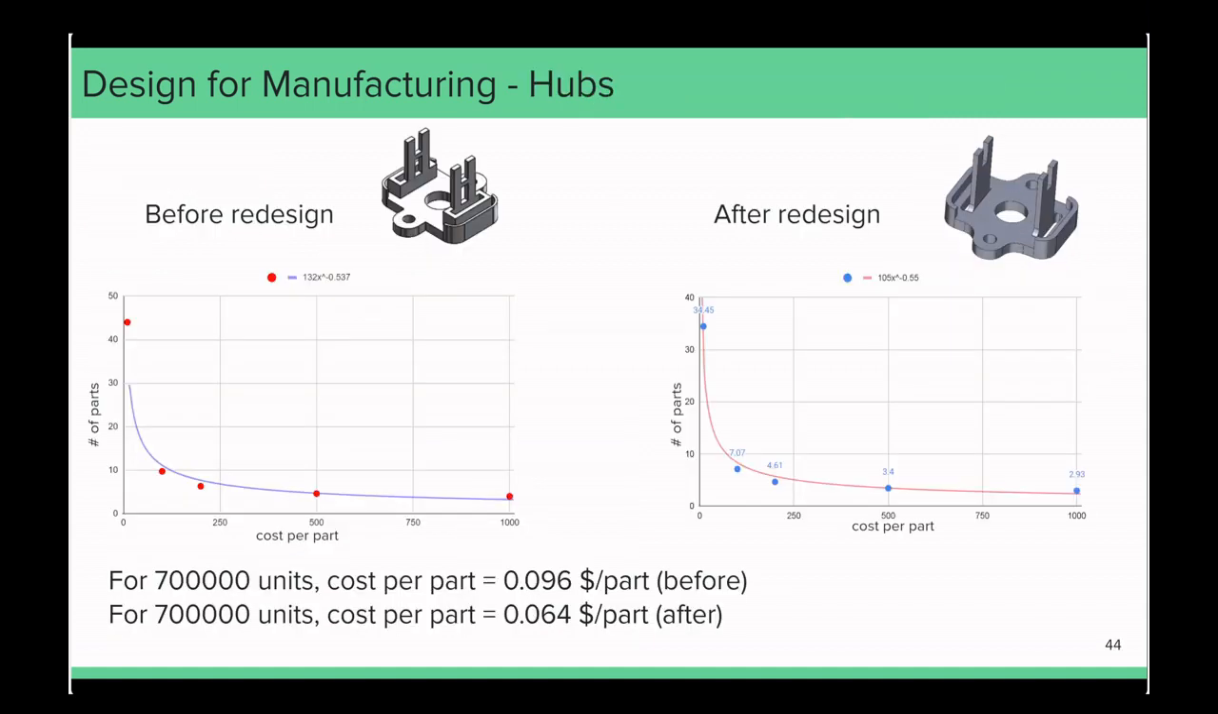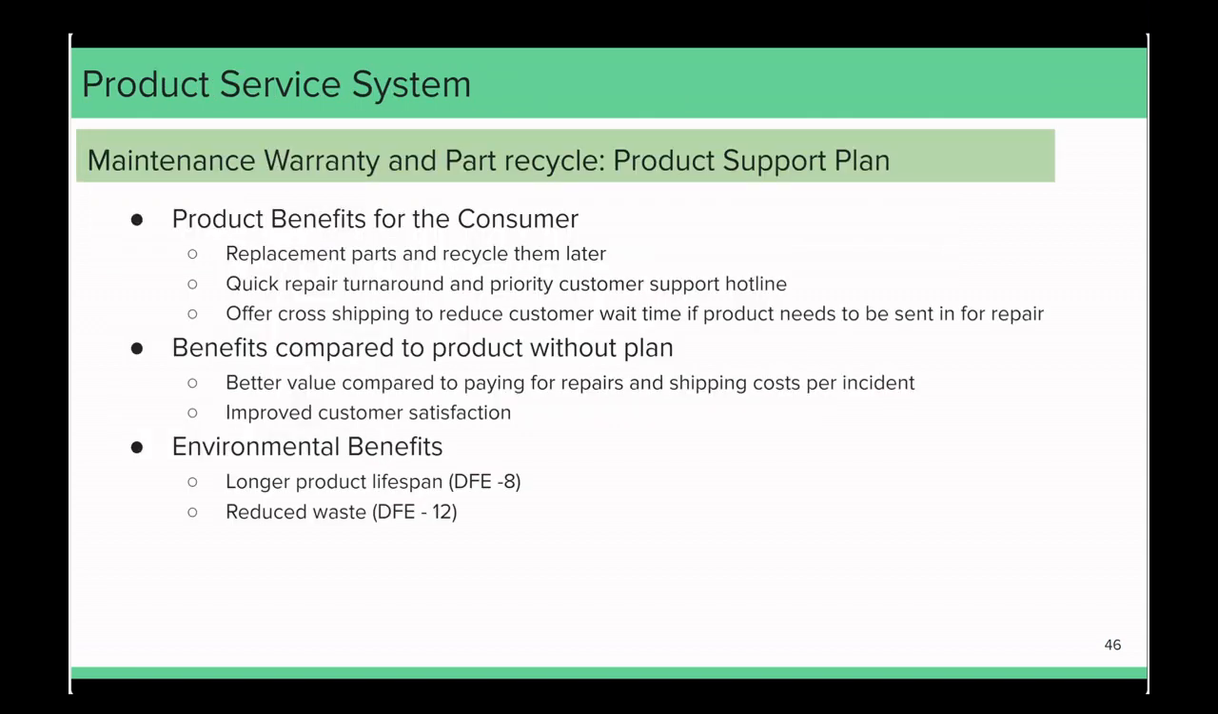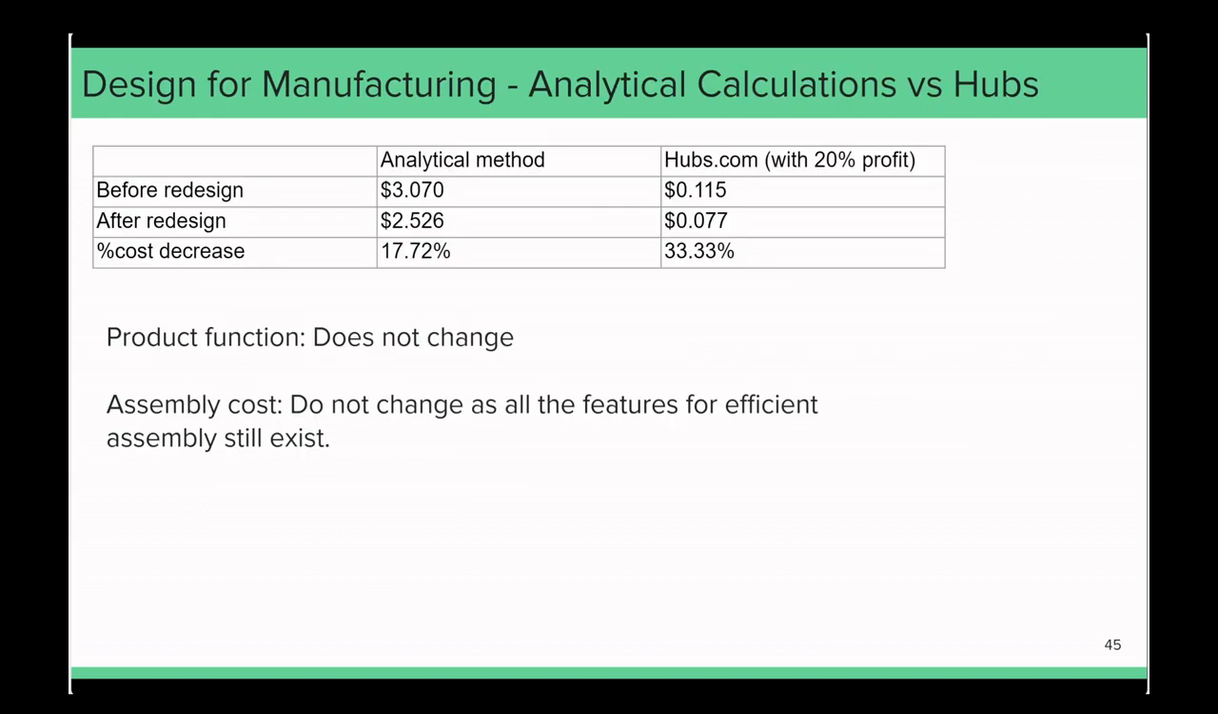This is our extrapolation curve from hubs.com. The codes are underestimating the numbers by a lot because of our high production volume of 700,000. By comparing the results, the hubs estimate with 20% profit shows a 33% decrease in cost, whereas the analytical method has a 17% cost reduction. The extrapolation from hubs is not accurate enough for our case as it is extrapolating too far. The product function and assembly costs are not affected by any of the design changes.